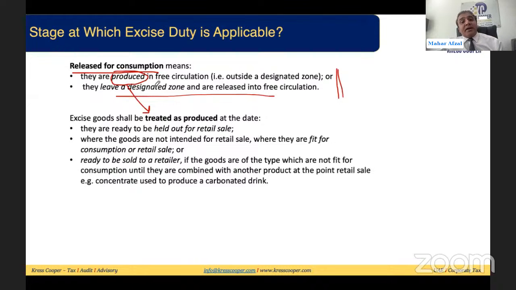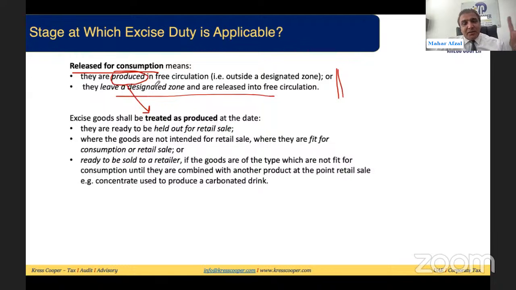When the goods are not intended for retail sale, where they are fit for consumption, if these are fit to be consumed at that stage, they are ready to be sold to a retailer. If the goods have been manufactured, these are ready to be sold to the retailer. The retailer will further sell it to the end user. So whatever the case, whenever excisable goods are being manufactured, the manufacturer is liable to account for the excise duty.